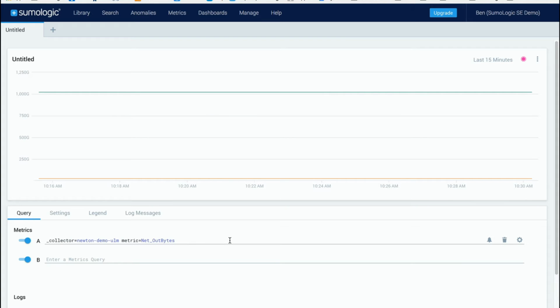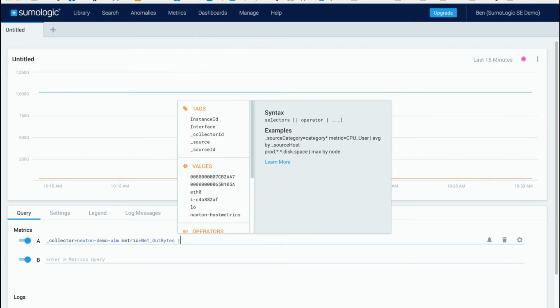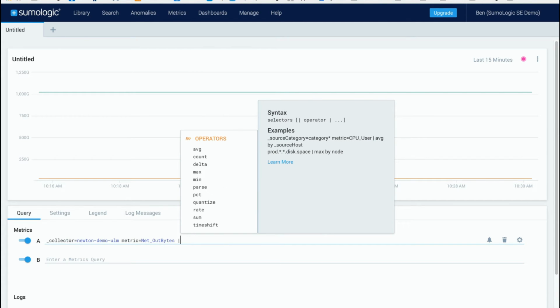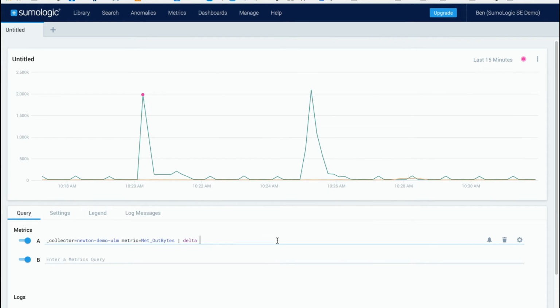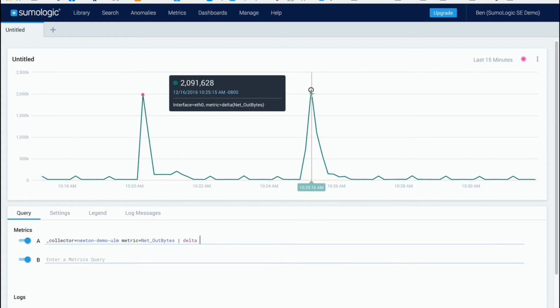What I really want to know is how much it's changing over time, how much the rate of data is changing. Now, one thing I can do is I first have this operator called delta. Now, what delta will do is it'll calculate the difference between two data points. So this is interesting. If I do this, I immediately start to see a difference. And now I can see that there are actually bursts in data. And I can see exactly what the difference was between two data points.